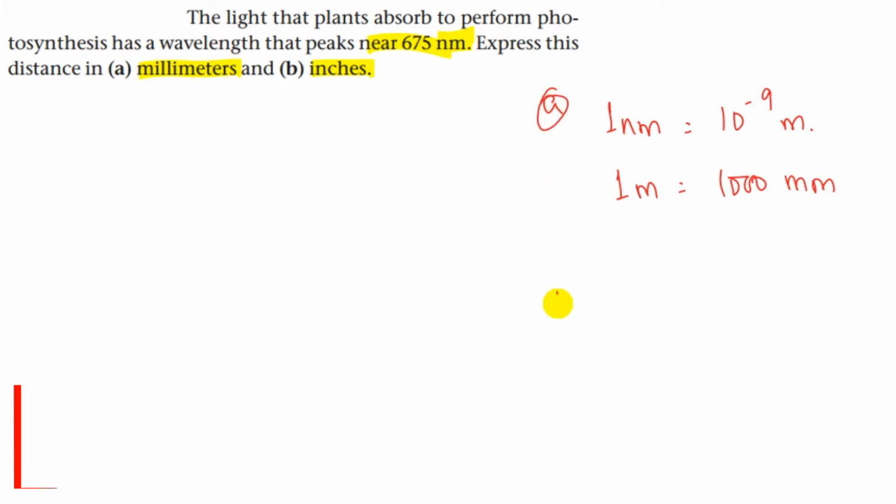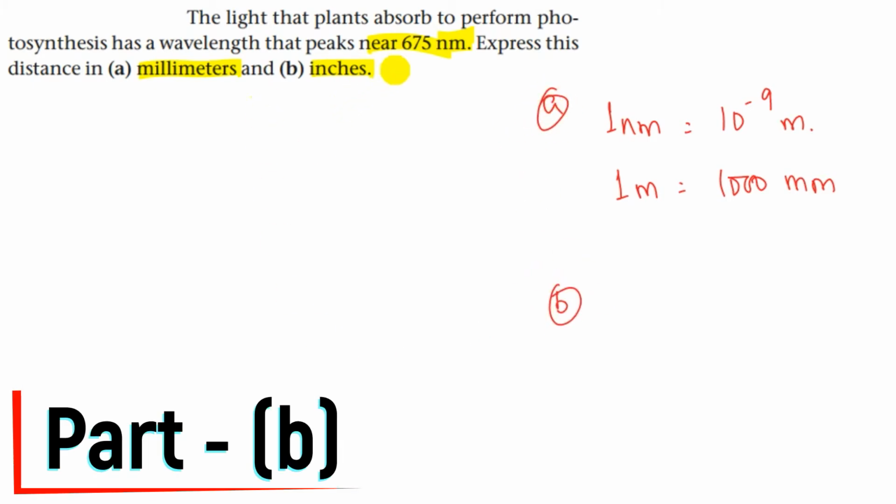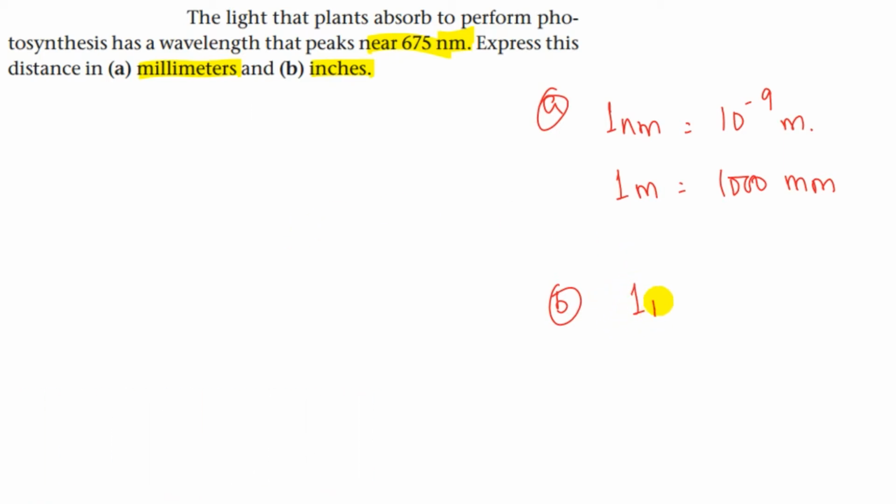Now for the B part, we have to convert it into inches. So 1 nanometer is the same, that is 10 to the power minus 9 meter. This will remain the same. Next 1 meter means 39.4 inch. So this would be the unit conversion for the B part.